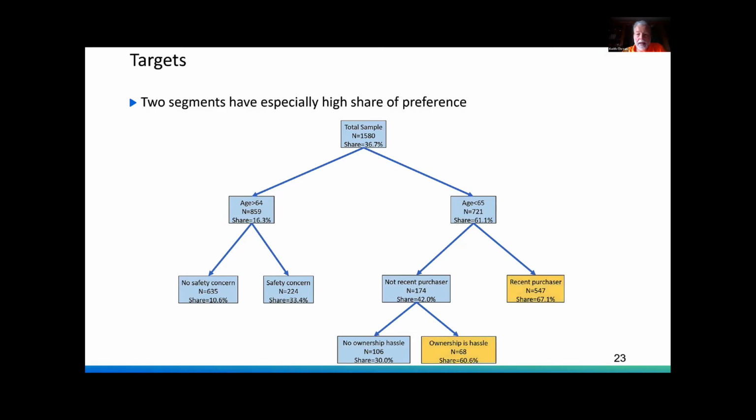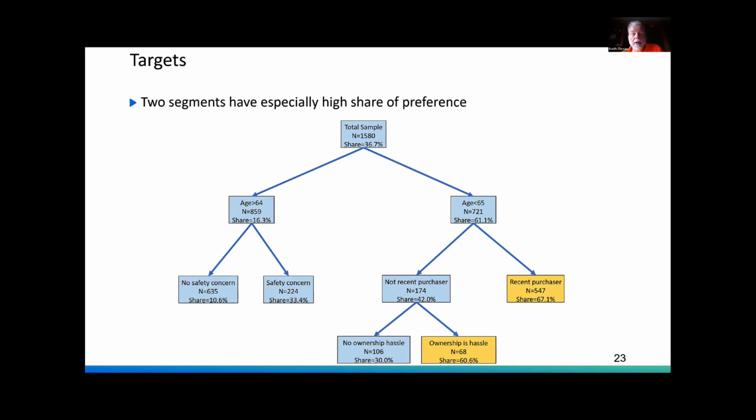What we can see is that we've got two segments of especially high share of preference for our service. So we should be looking at people who are under 65 years old and who purchased recently, or people who are under 65 who haven't purchased recently, but who perceive ownership of the product itself as a hassle. Those are people who are going to want our service too, because they don't want to deal with the product themselves.